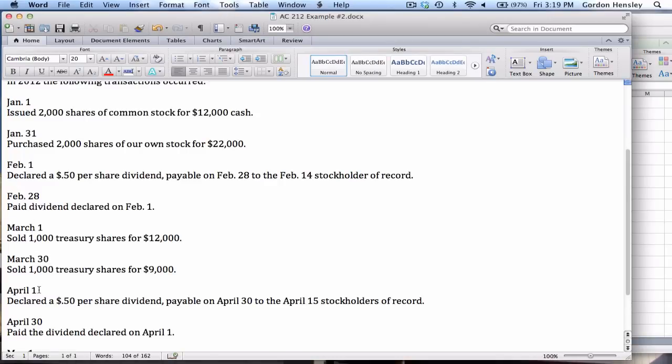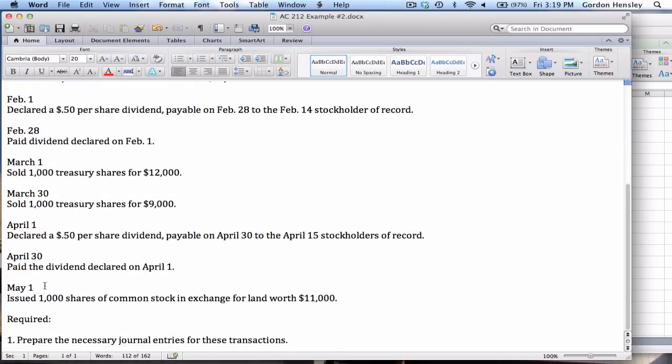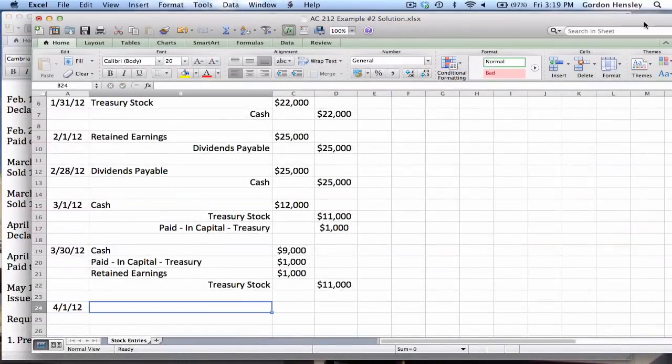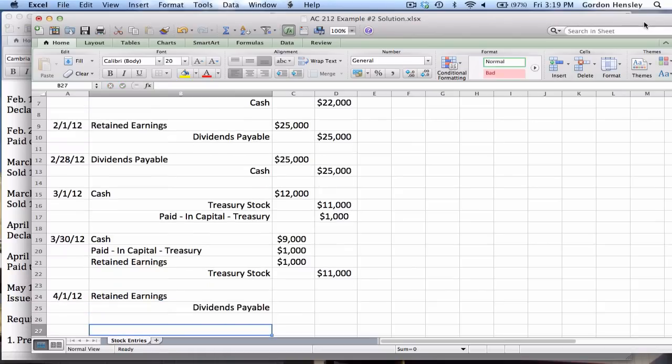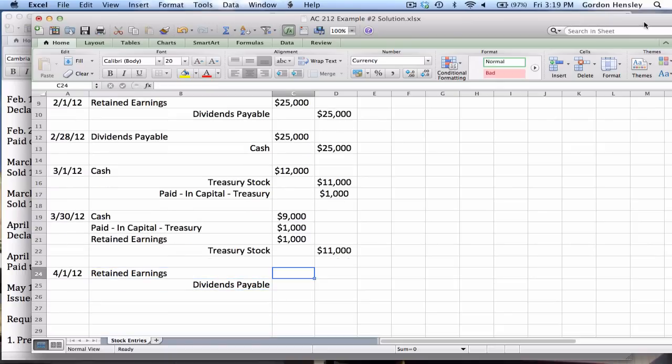Now the next transaction is on April the 1st. We have now declared another 50-cent per share dividend. We know exactly how to handle that. We had a journal entry like that before. We know that the money comes from retained earnings. And we know that because it is a declaration and not a payment, it's a liability, and it's a liability called dividends payable. Now, the last time I did this, I used $25,000, but this time it's going to be a little bit different.